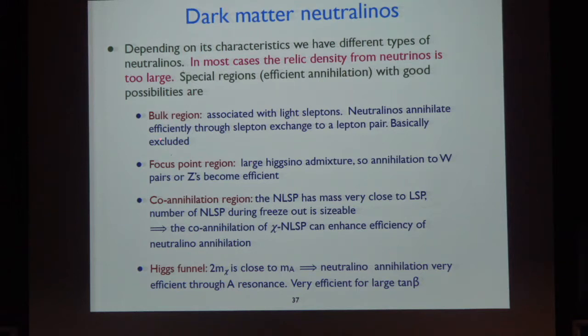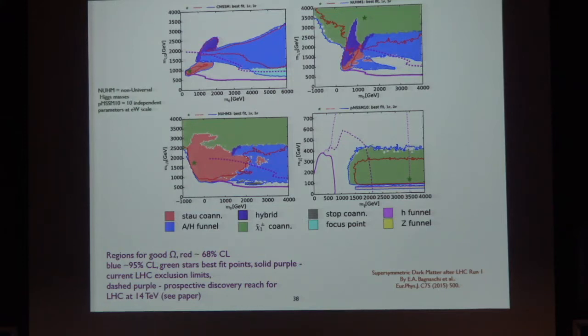So people usually distinguish between the bulk region, which is associated with light leptons, the focus point region with Higgsino mixtures, the partner of the Higgses, the co-annihilation region where they're co-annihilating with the neutralino with the next lightest supersymmetric particle, or the Higgs funnel where the neutralino is close to one of the pseudoscalar Higgs. I just want to show this because there have been extensive searches of what could happen.